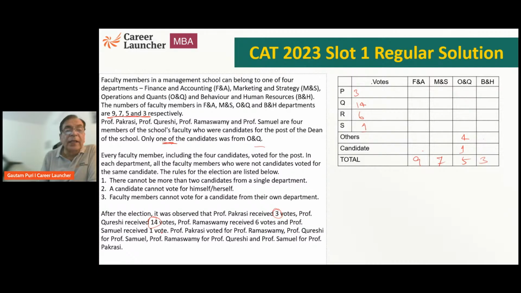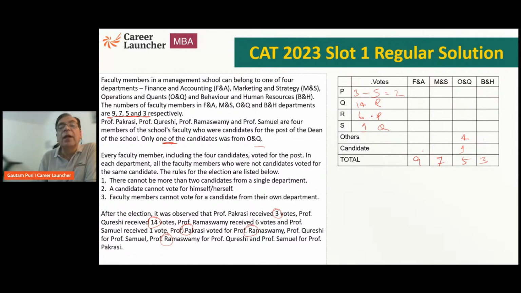Now the additional information which is given is Professor P voted for Ramaswamy. So the candidate who voted for Ramaswamy is P. Professor Q voted for Samuel. Samuel got the vote of Professor Qureshi. Professor Ramaswamy voted for Qureshi. So Qureshi got the vote of Ramaswamy. And Samuel for Proctor. So Professor P got the vote of Samuel. So out of the 3 votes for Professor P, 1 vote is from Samuel.